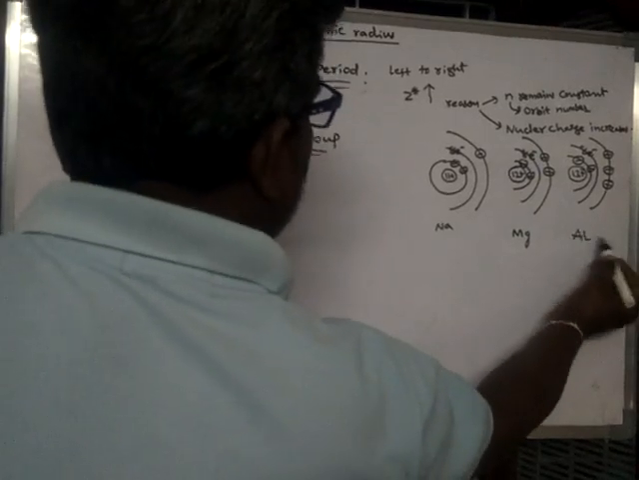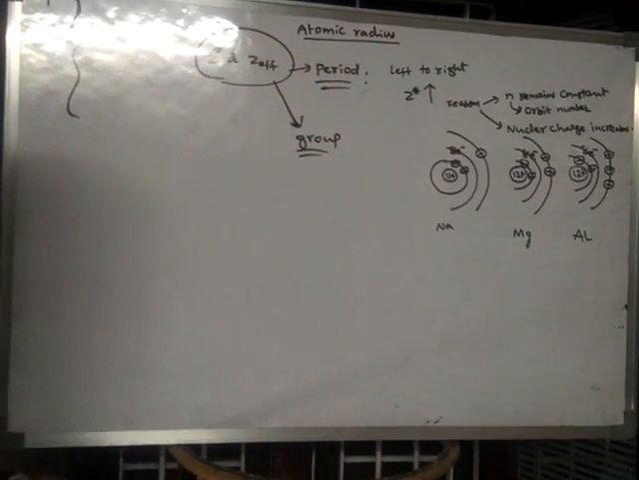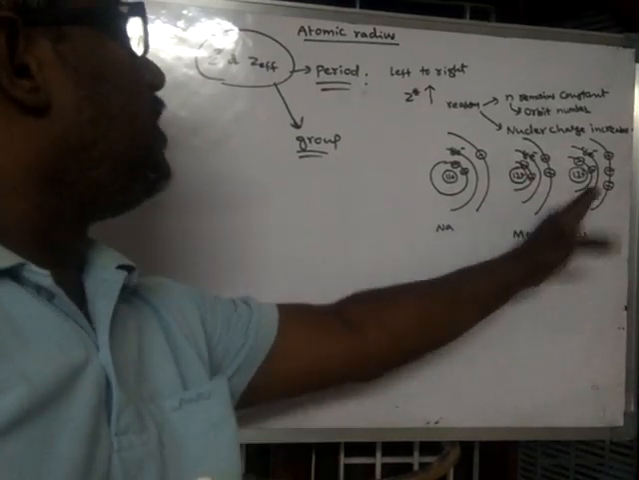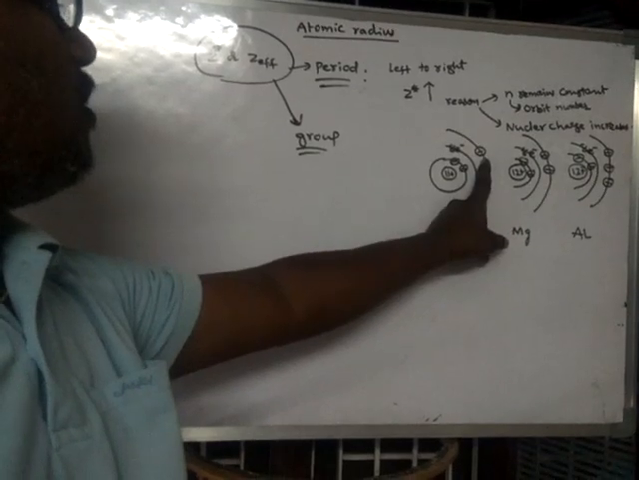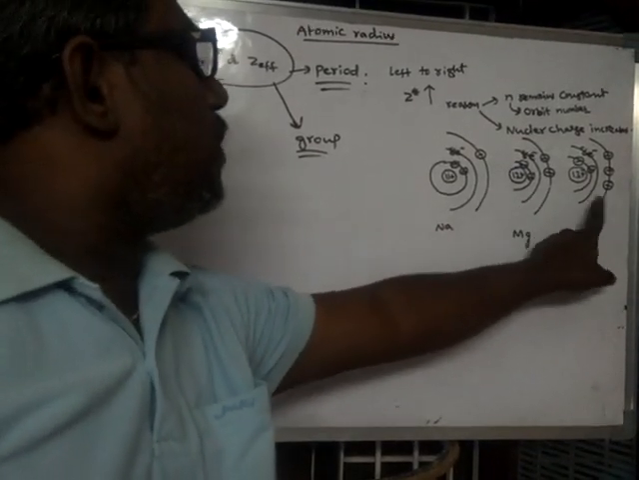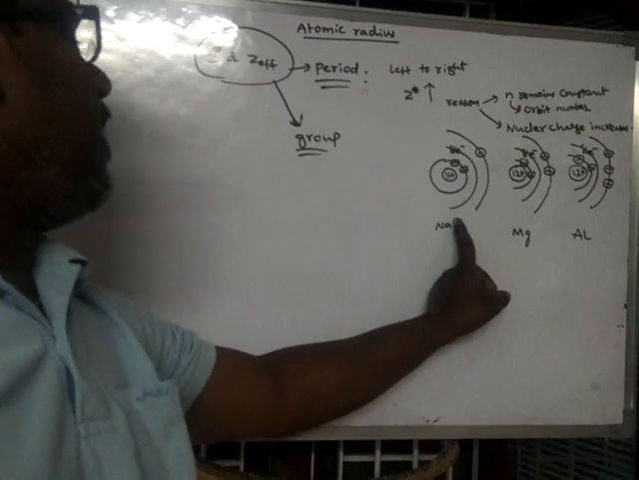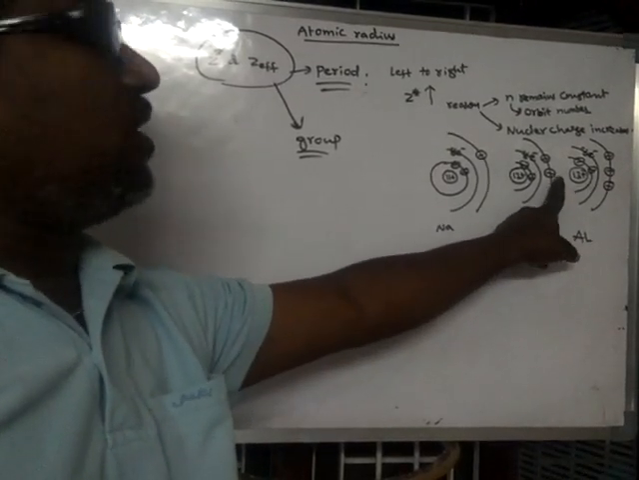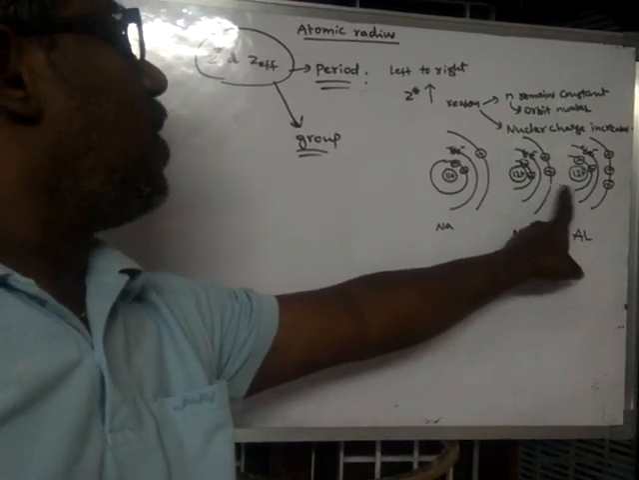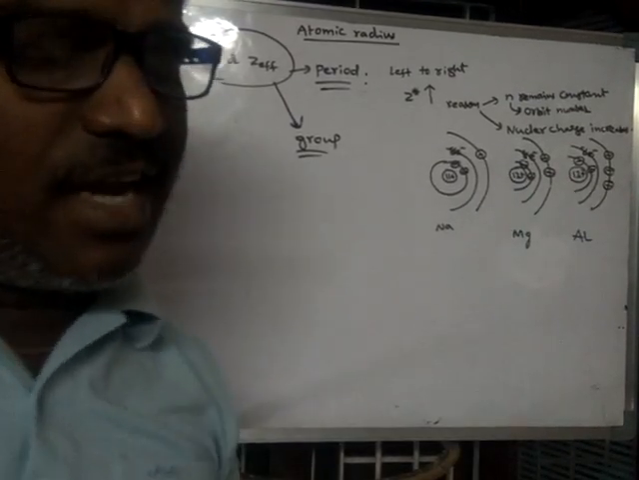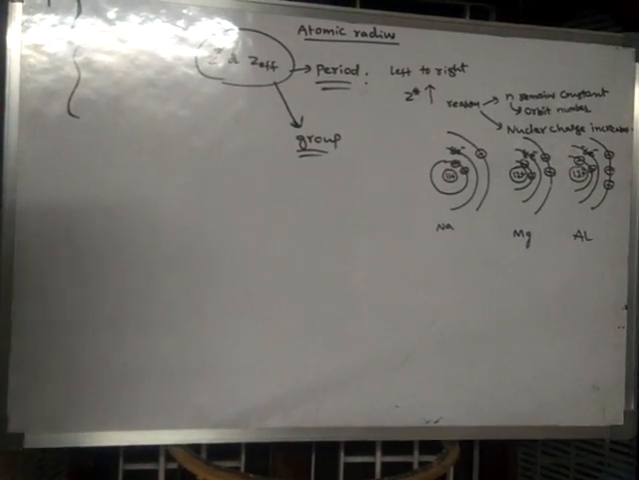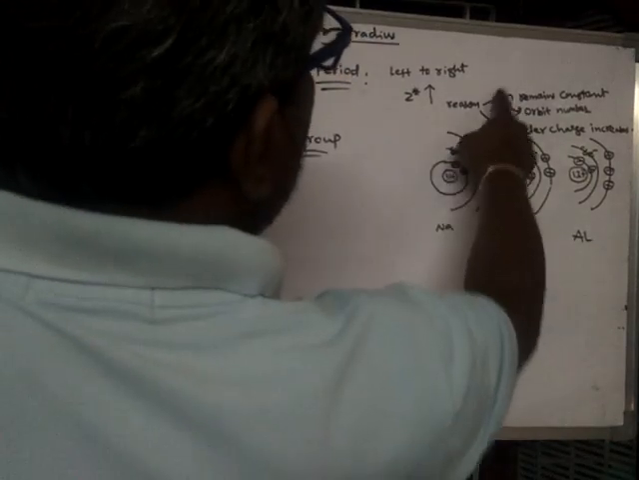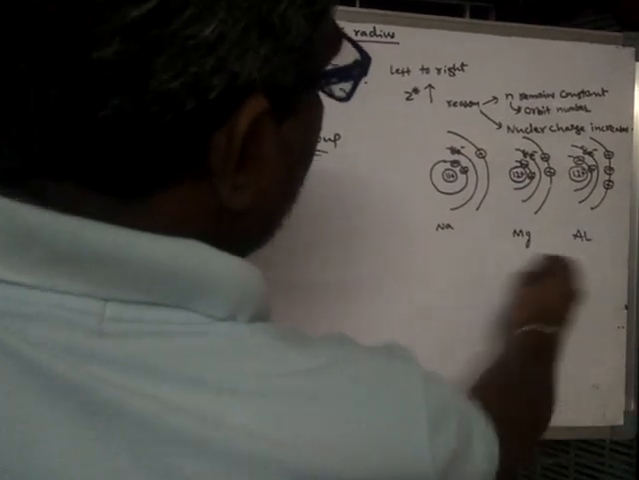See, along a period, from sodium to magnesium to aluminum, what is happening? The newly added electron is entering the third shell only. In sodium the newly added electron is in the third shell, in magnesium also, and in aluminum also. That means n remains constant. n means the outermost orbit number, and the outermost orbit is the same in all the atoms.